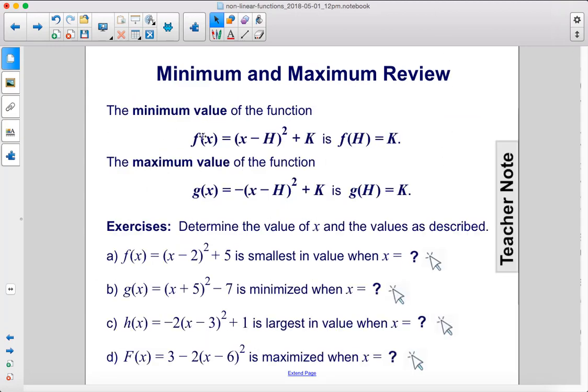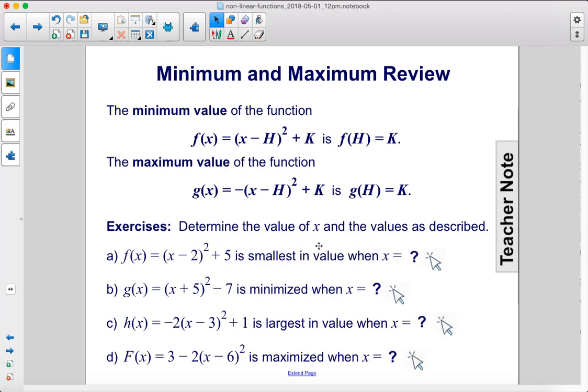The minimum value of the function f(x) = (x - h)² + k is f(h) = k. The maximum value of the function g(x) = -(x - h)² + k is g(h) = k.